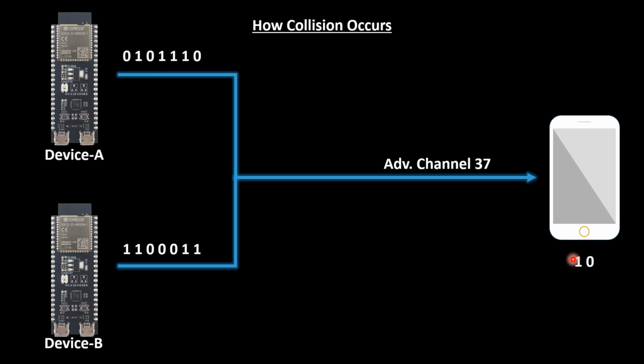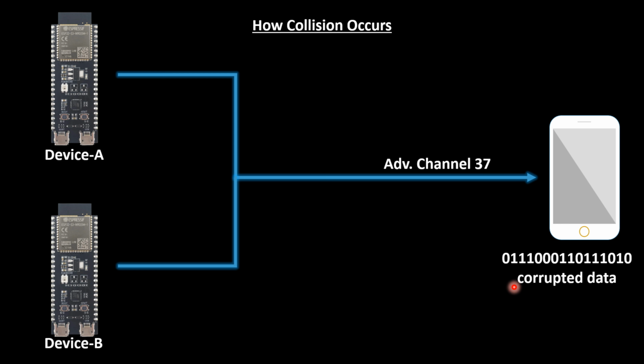Similarly, bit by bit each data will be transmitted, and this will be 2 bytes of data, 1 byte of device A data and 1 byte of device B data, that will be scanned by the smartphone. This will be corrupted data because there is a specific advertising packet format, and the data is not as per the packet format. So there will be packet loss here. If consistently both A and B are transmitting on a channel at the same time, then the advertising packet from either of these devices will never reach the scanning device, the smartphone.